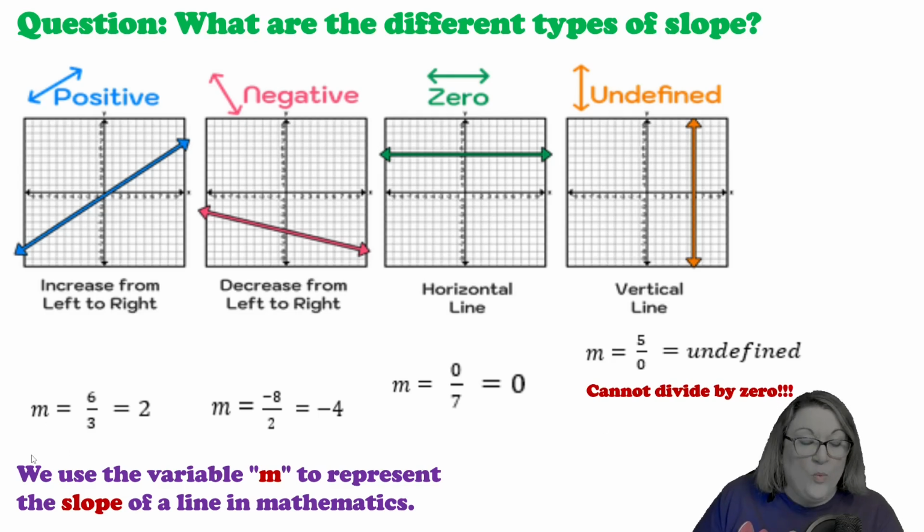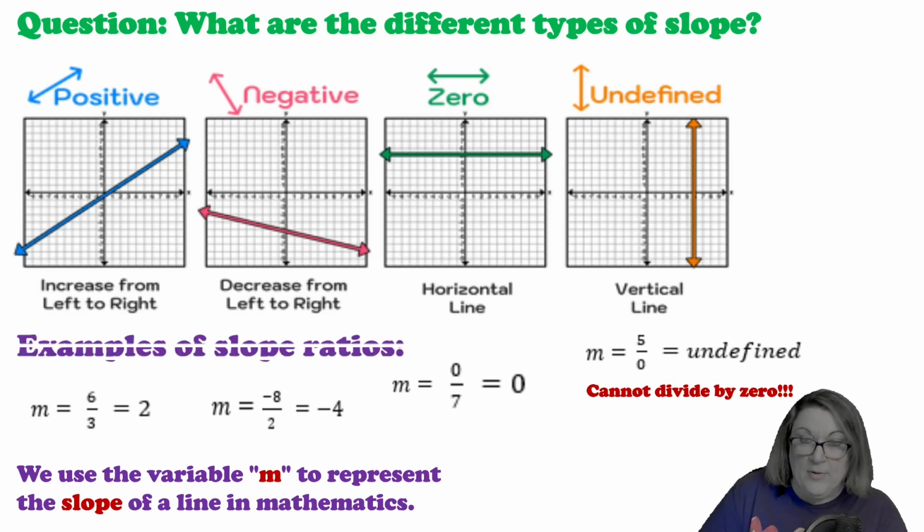Okay. So we also use the variable m to represent the slope of a line in mathematics. I've often wondered why they chose m to represent slope, because obviously slope starts with an S, so you would think they would use S. And I think it's because we use the letter S for speed, and we don't want students to get confused by speed and slope. So it's good to know that m is the variable that we always use for slope.